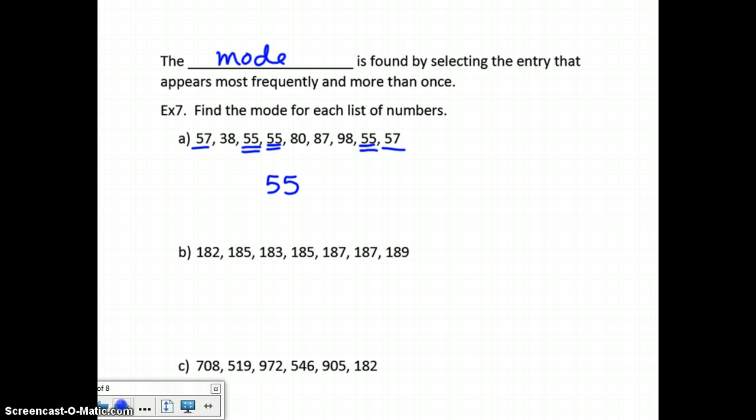For part B, I'm going to do the same thing again to find the ones that are frequent. I have 182, I only have one of those. 185, I have two. Only 183. Two 187s and only one 189. So I have two numbers that appear more than once, and both of them appear twice. So in this case, since one's not more frequent than the other, they both get to be the mode. So I have 185 and 187, and when this happens, we say that it's bimodal.